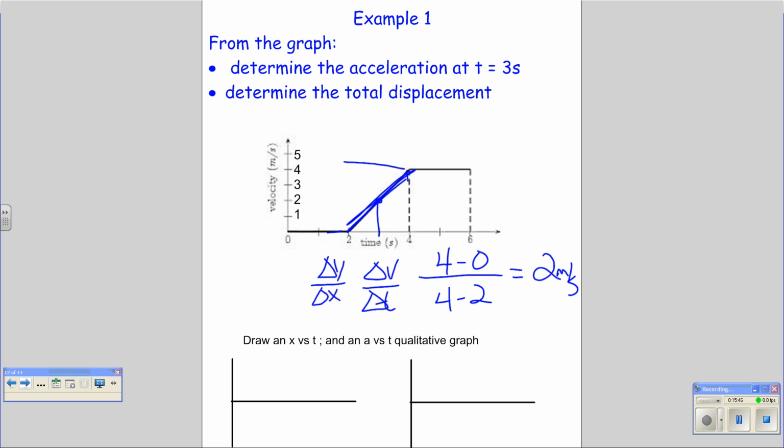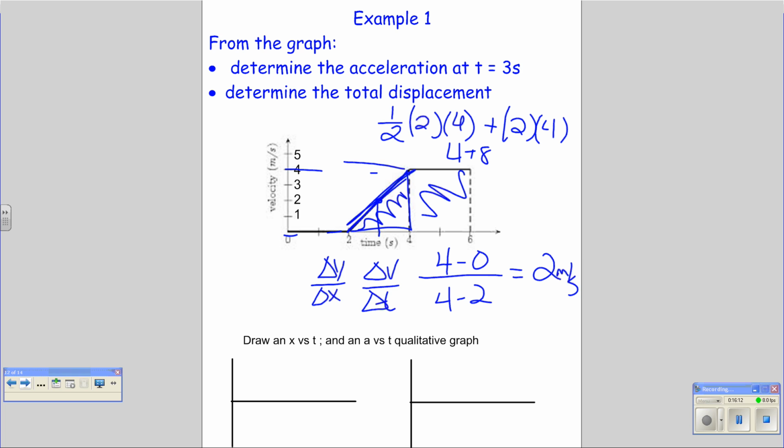If we want the total displacement, we find the area under the curve. So the area under the triangle, 1/2 times 4 minus 2, which is 2, times 4 minus 0, which is 4, plus the area under this part. So that's a 6 to a 4. So that's 2 times your height, which is 4. So you end up with 4 plus 8, 12 meters. So this person, or this thing, went 12 meters and has an acceleration of 2 meters per second squared at time 3 seconds.